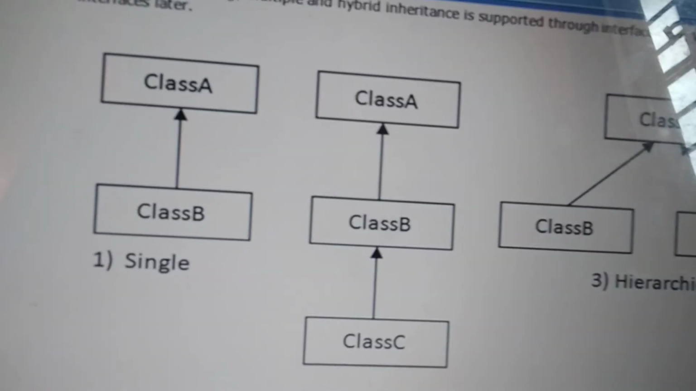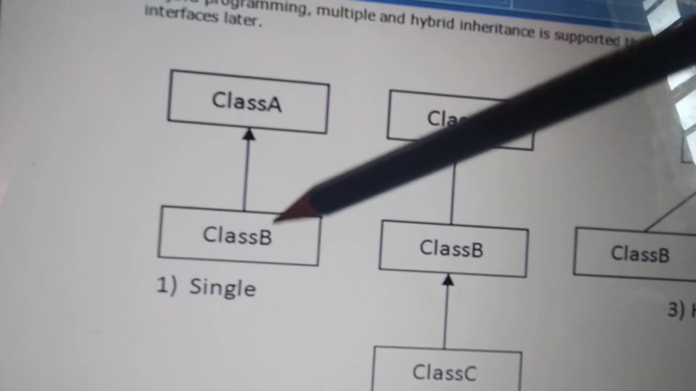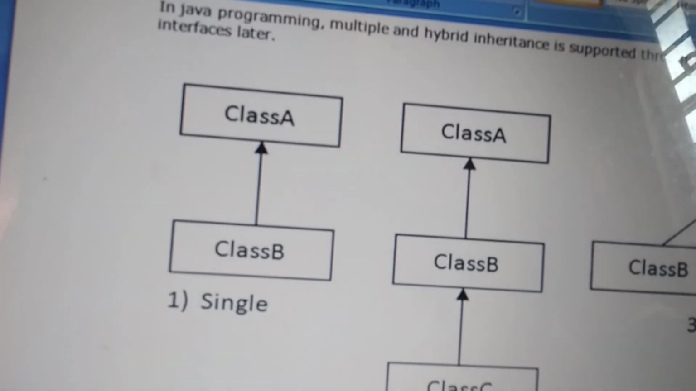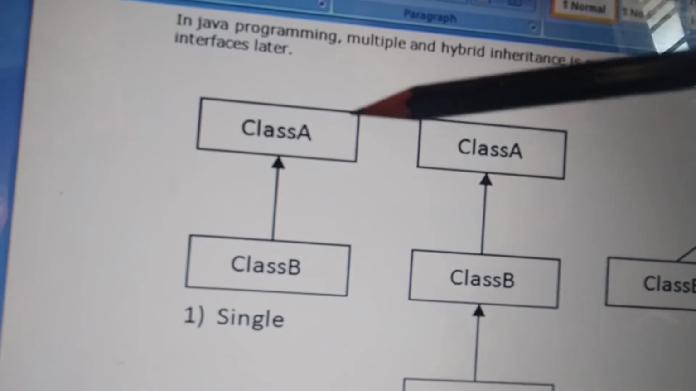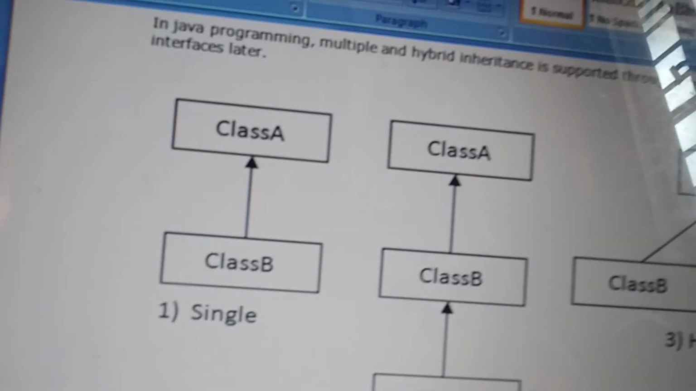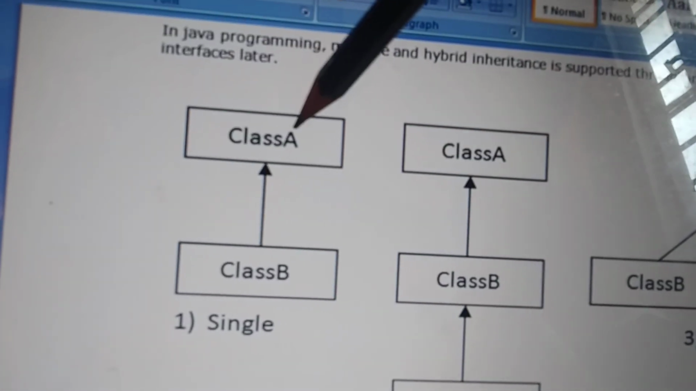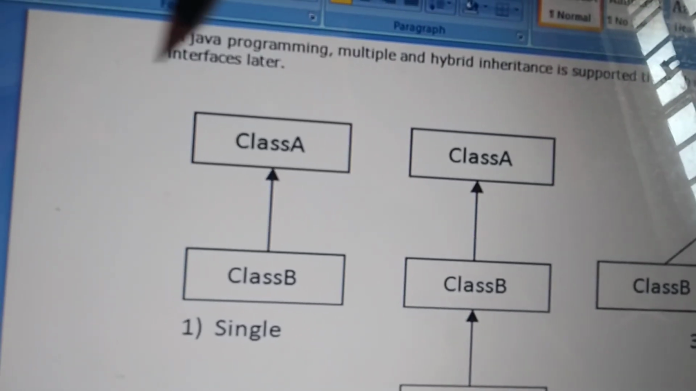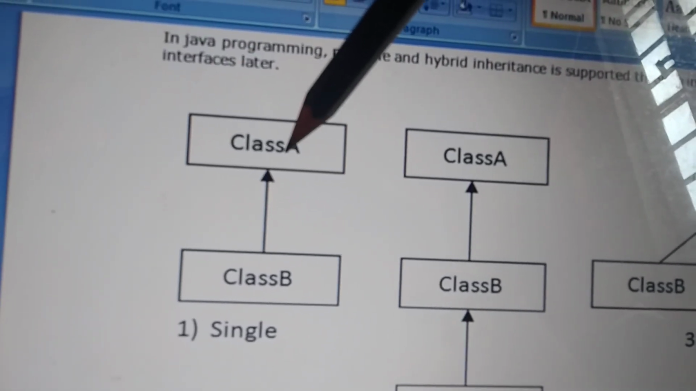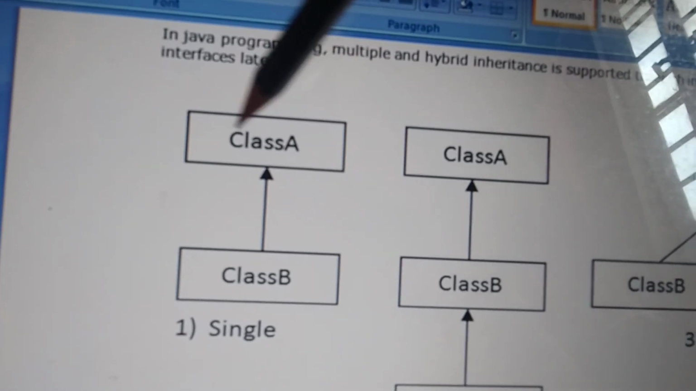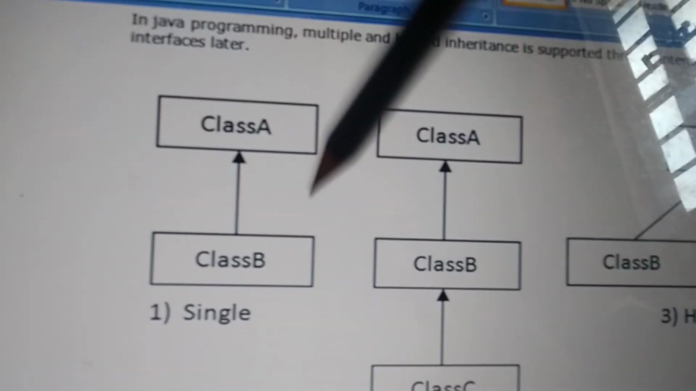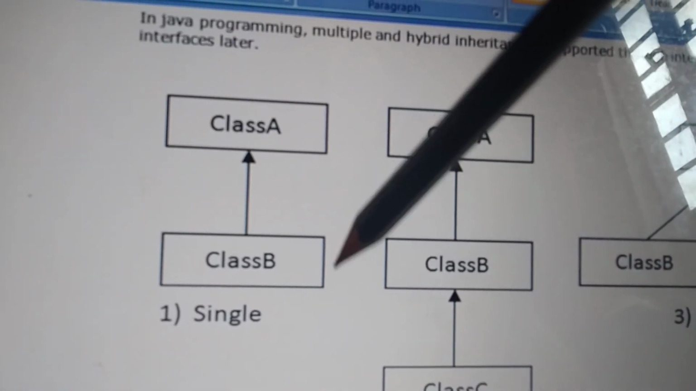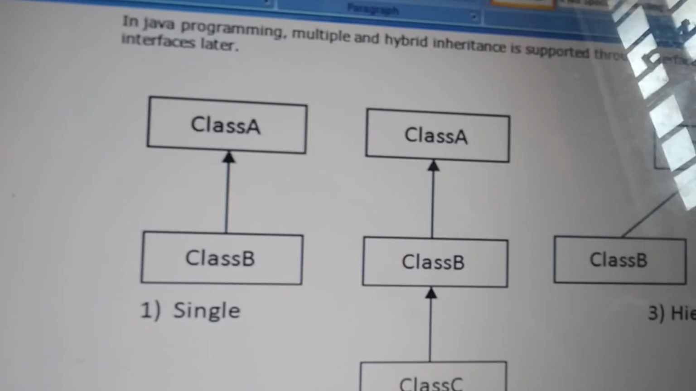So what is single inheritance? See in this diagram, the arrow goes up. It means that one class can acquire the properties from one class only. As I described in the previous picture, Employee was known as the base class. So out here, class A is known as the base or parent class, and class B is known as the derived or child class.